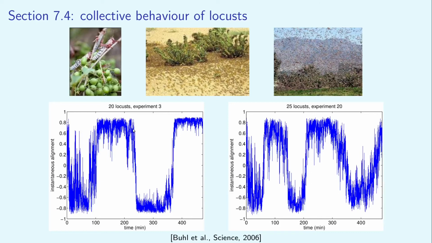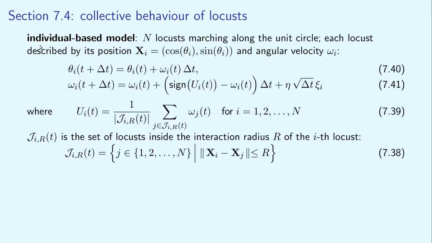As we have already seen in chapter 3, one of the main questions for the models with two favorable states is the average time to switch between these two states, and how it depends on the parameters of the system. For example, on the number N of the locusts in the group. In the lecture notes, I have written a simple individual-based model for such a behavior. N locusts are marching along the unit circle. Each locust is described by its position, x_i, which is given as (cos θ_i, sin θ_i). So the position is effectively one-dimensional, parameterized by angle θ_i. The derivative of θ_i is its angular velocity, denoted ω_i.